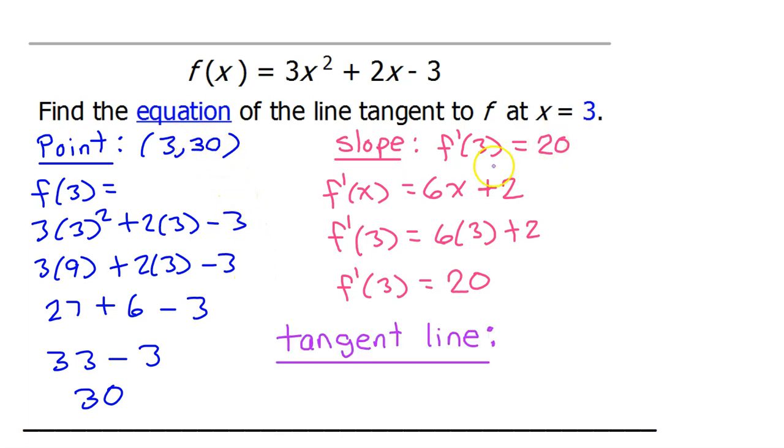Once you have a point and the slope, you can write the equation of the tangent line. In point-slope form, it will be y minus y, which is y minus 30, is equal to the slope, so that's 20, times x minus x, so x minus 3.